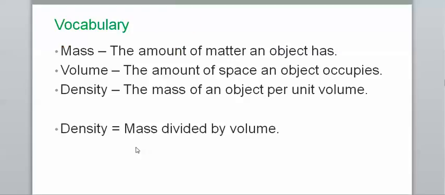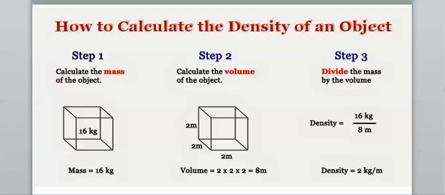Mass is the amount of matter an object has. Volume is the amount of space an object occupies, and density is the mass of an object per unit volume. So density is going to equal mass divided by volume. So let's talk about how you calculate density.